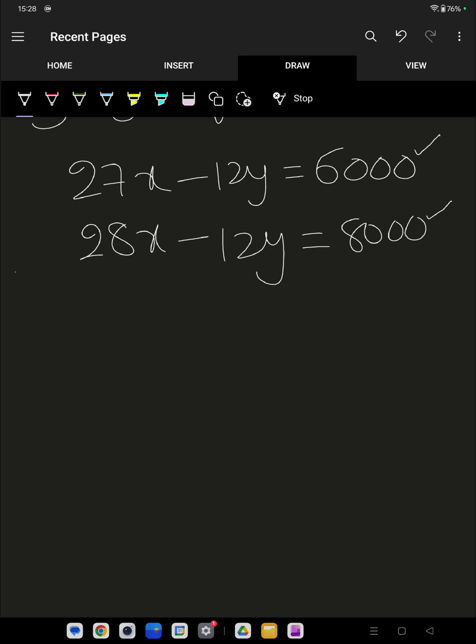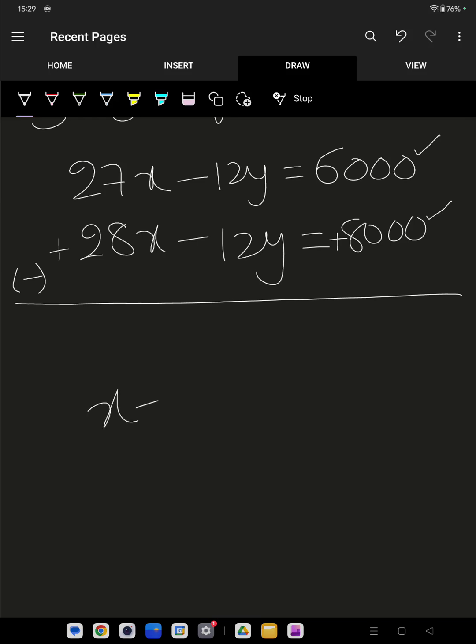Now we are going to add or subtract. Here these two signs are the same. If I add, then it will become minus 24y. So I am going to subtract these two equations. If I subtract, then the sign will change. Why? Because in any equation, if I subtract something, then it will multiply the other terms by minus.